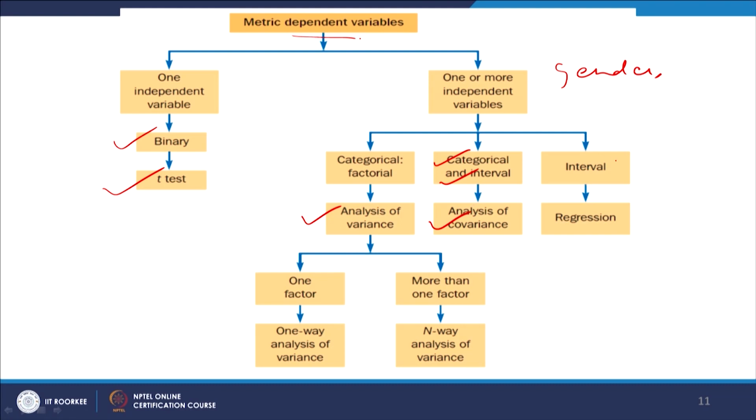Suppose you have the independent variable measured in an interval scale or a continuous scale, then the technique we use is regression. That means y is my dependent variable, continuous, measured in a metric, and x, the independent variable, is also measured in metric, then it is a case of regression. Now, coming to analysis of variance: one factor is one way analysis of variance, and more than one factor is n way.